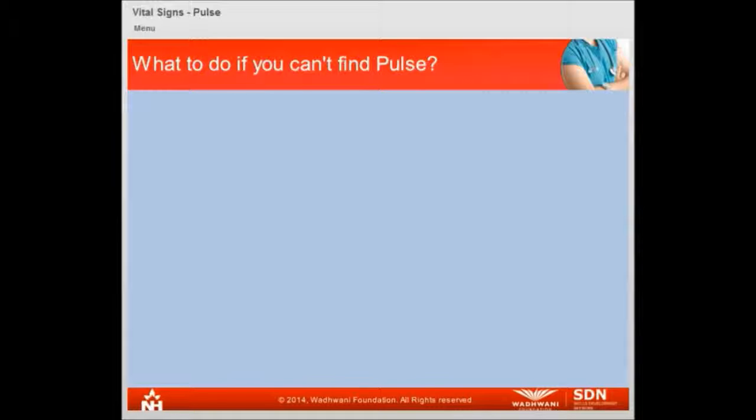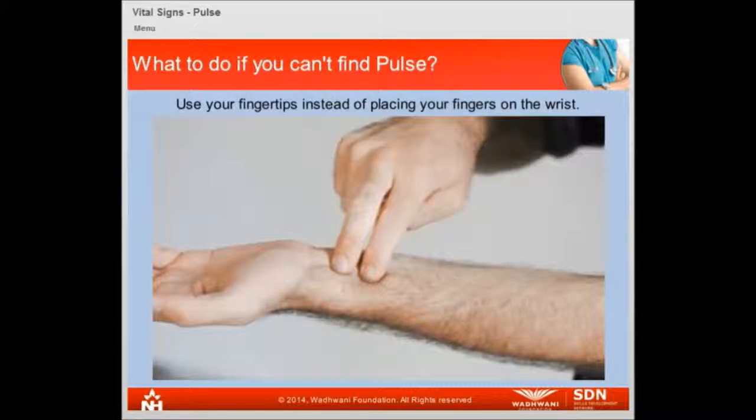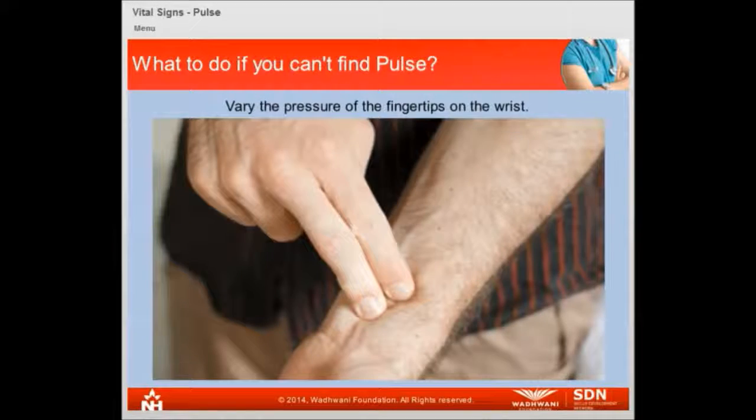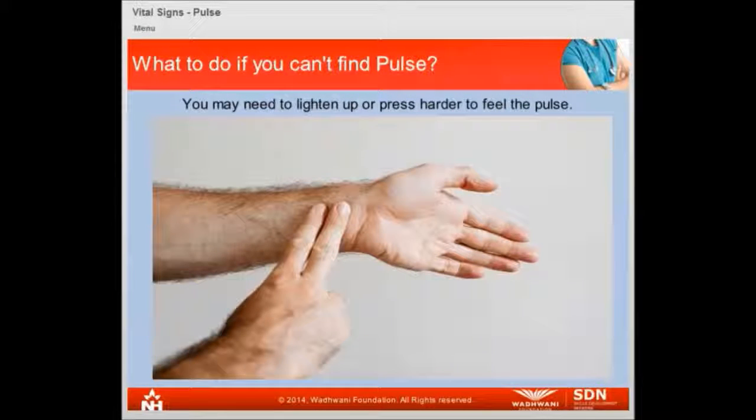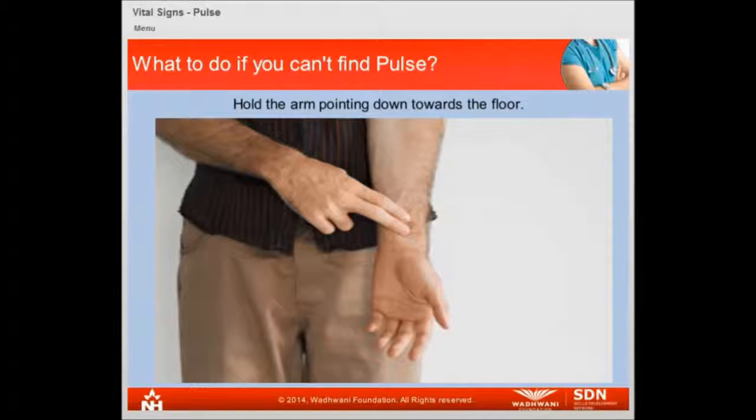Now let's see what you should do in case you are unable to find the pulse. Use your fingertips instead of placing your fingers on the wrist. Vary the pressure of the fingertips on the wrist. You may need to lighten up or press harder to feel the pulse. Hold the arm pointing down towards the floor while finding the pulse.